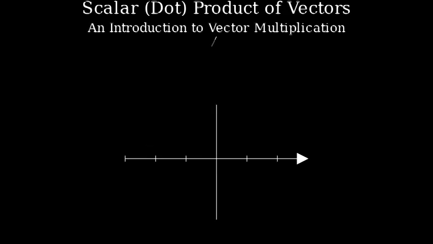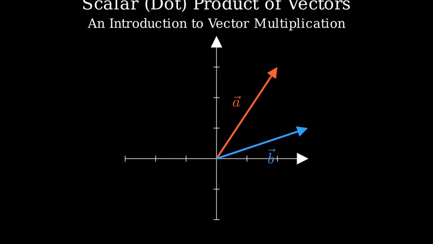Before we dive into the dot product, let's quickly recall what vectors are. A vector is a quantity that has both magnitude and direction. We typically represent vectors using arrows, where the length of the arrow represents the magnitude and the direction of the arrow represents the direction of the vector.